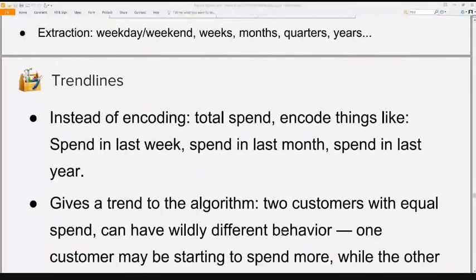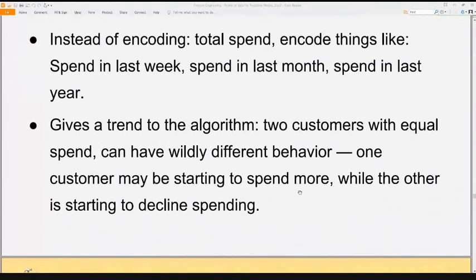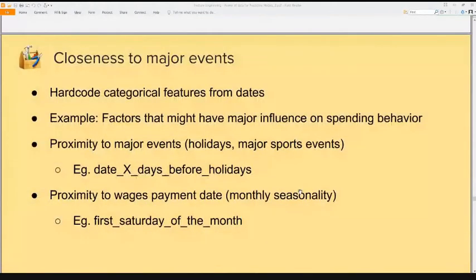So trend lines, instead of encoding total spend, encode things like spend in the last week, spend in the last month, spend in the last year. So what they're just saying is, to change your data redo, aggregated weekly, monthly, annually. Then to chitanga ku monitor my trends, for now whether it was increasing or decreasing. Closeness to major events. Hard coding categorical features from dates, proximity to major events.